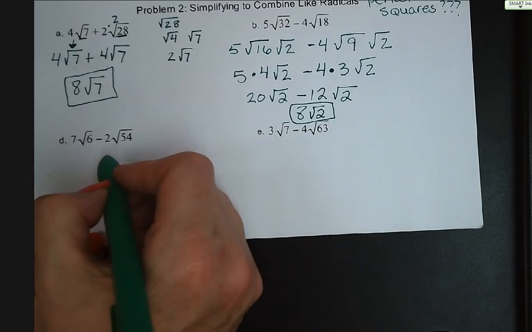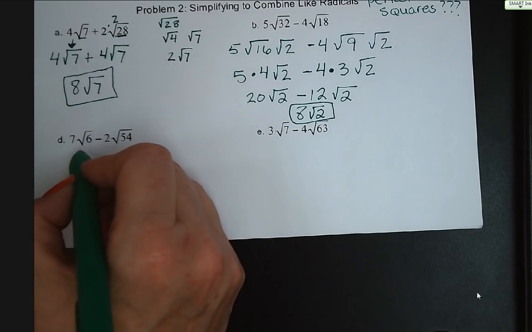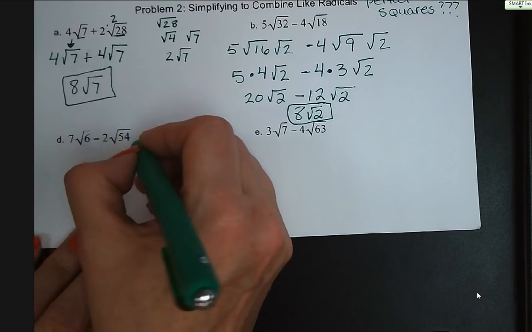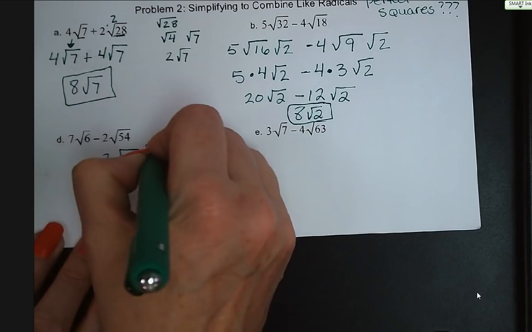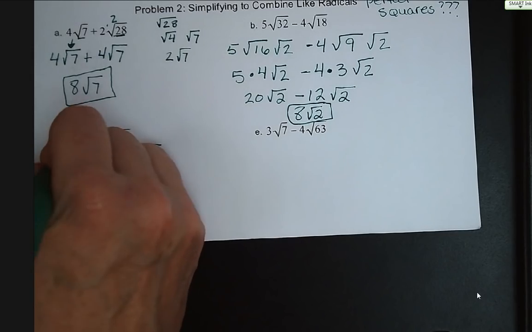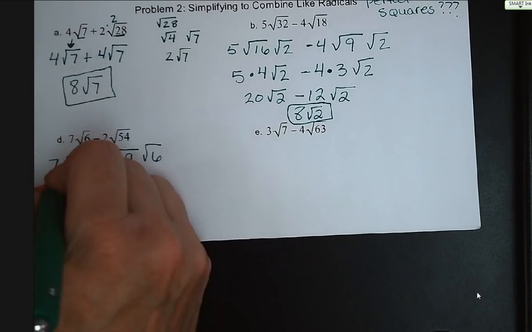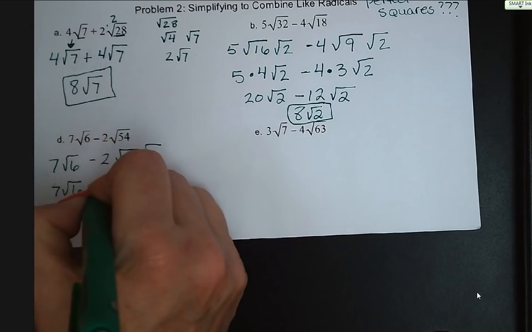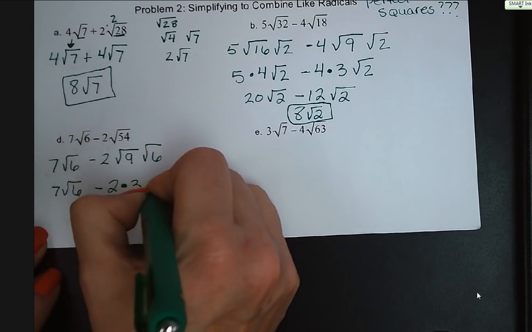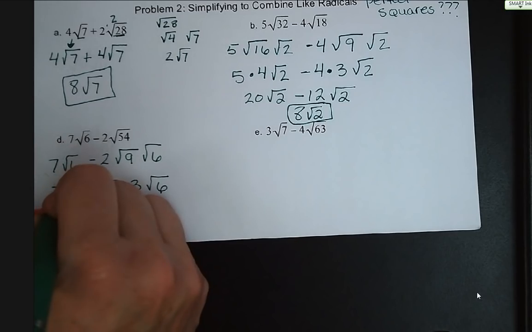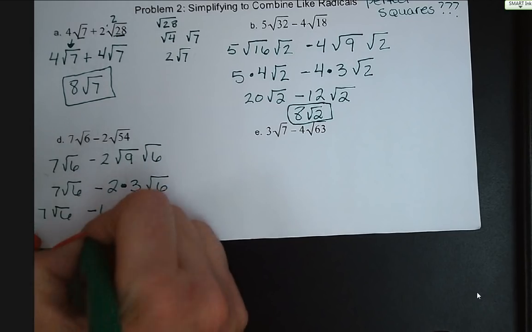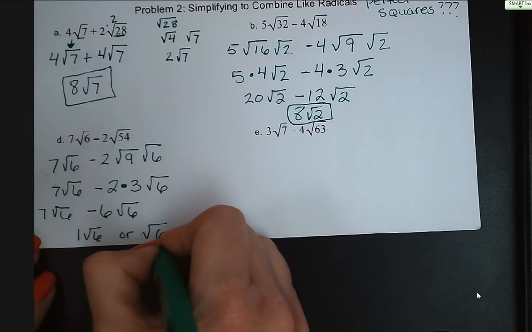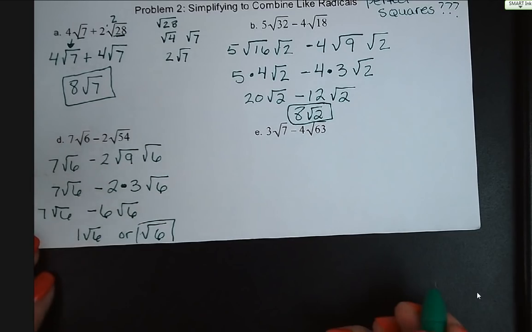Okay. Letter D, we have 7 square root of 6 minus 2 square root of 54. So we're going to have to break 54 into its factors. Well, I know 54 is 9 times 6. So we've got 7 square root of 6 minus 2 times square root of 9, square root of 6. Square root of 9 is 3. So we have 7 root 6 minus 6 root 6. And we get square root of 6.